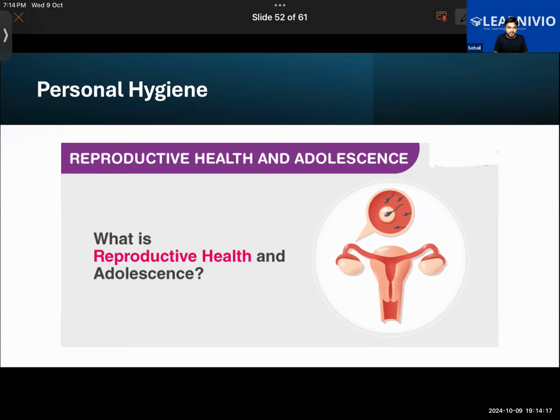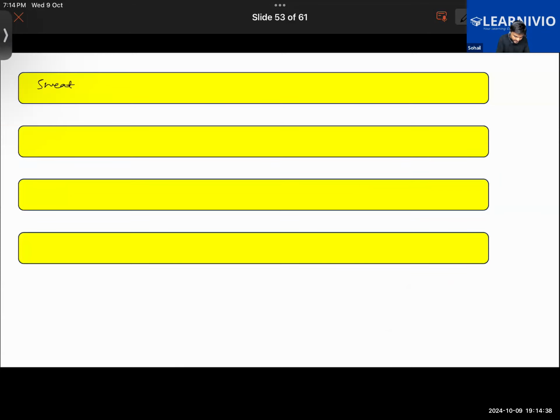Simply having a bath daily, as we know that the sweat gland and the oil gland are continuously secreting sweat and oil on the skin. What will it do? It will lead to a bad odor coming from the body. Because the sweat and oil are secreted on our skin, it can give a bad odor. So regular bathing is very important.